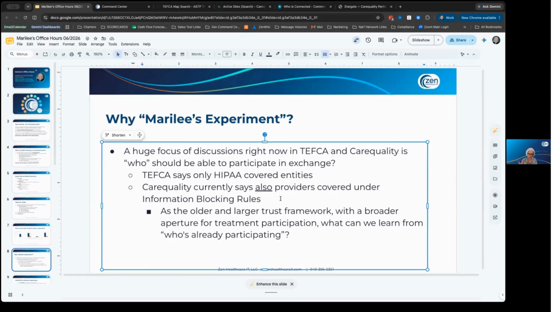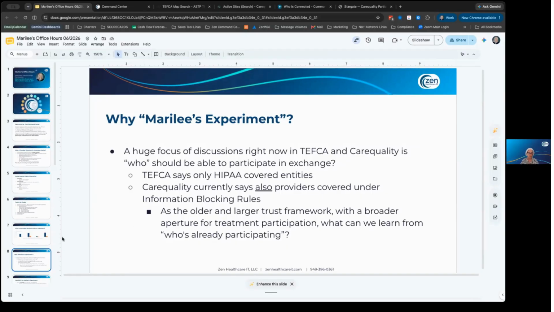Therefore, it's been around longer than TEFCA. So long story short, that's why I decided to do my analysis using the TEFCA network as a starting place. And I will pause there.